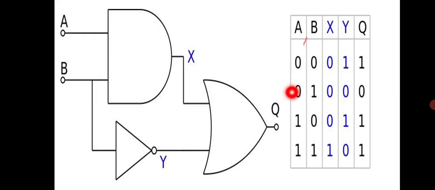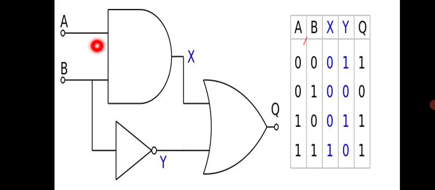Let's look at the second case. When A is 0 and B is 1, an AND gate will give an output of 0, so there will be a 0 here. When B is 1, the NOT gate will turn it into a 0. So we have a 0 and a 0, therefore Q will be a 0.